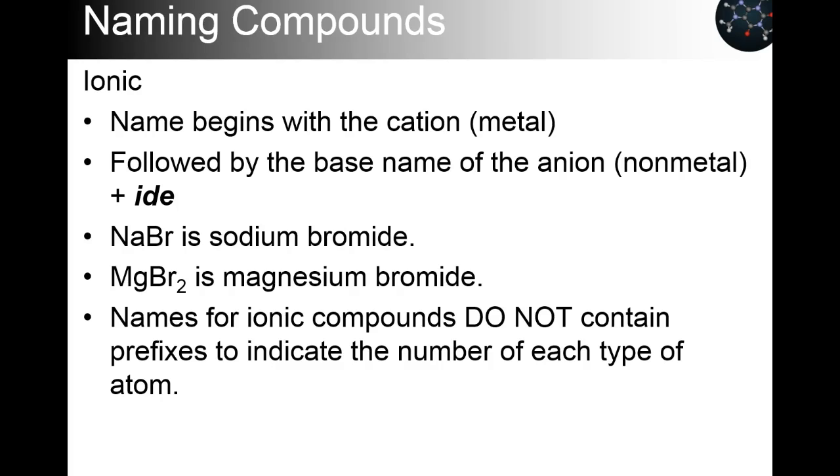Magnesium bromide is MgBr2. And notice as I'm naming these that when we talk about an ionic compound, we do not put in prefixes to indicate how much of, or the numbers of each type of atom. When we get into covalent or molecular bonds, we do, but we do not do that in ionic bonds. So this is just magnesium bromide instead of magnesium dibromide. Okay, so no prefixes in ionic bonds.